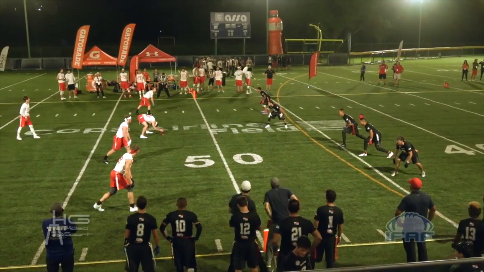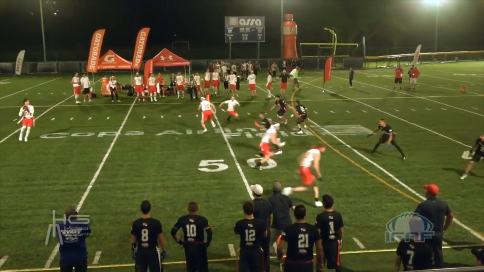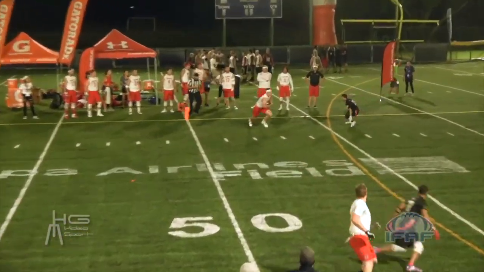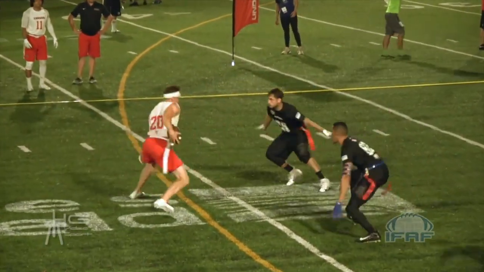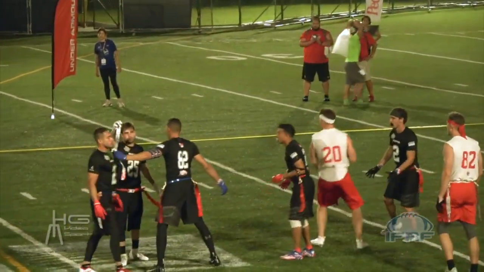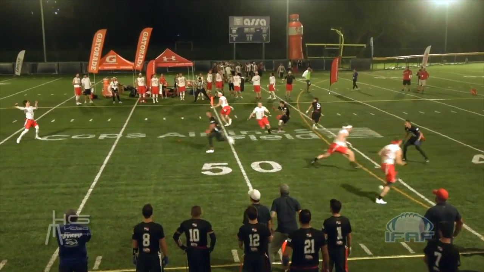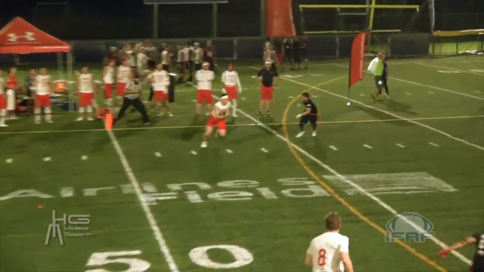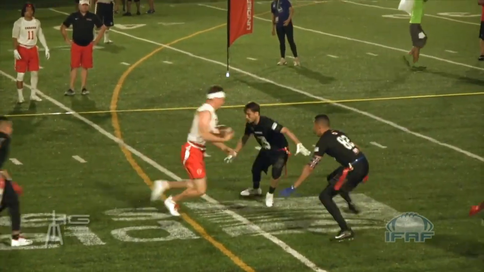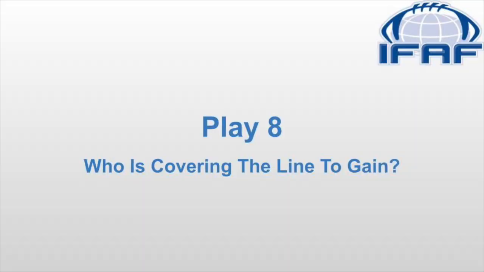As you can see, as the snap goes off here, the down judge immediately moves to the line to gain and officiates from there, and once the pass is complete, they move further downfield, eventually taking the spot of progress at the tackle. This is exactly the mechanics that we want to see on a play like this and ensures that we have best visibility on any close plays around the line to gain.